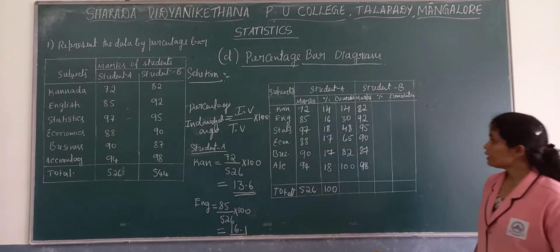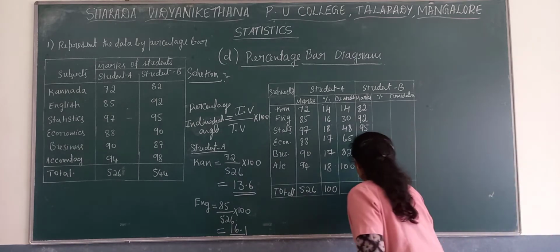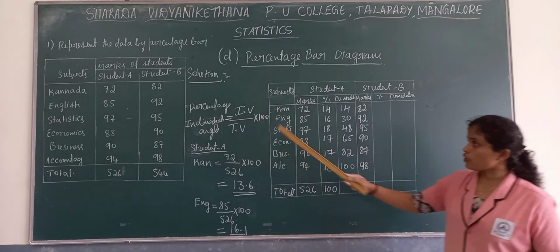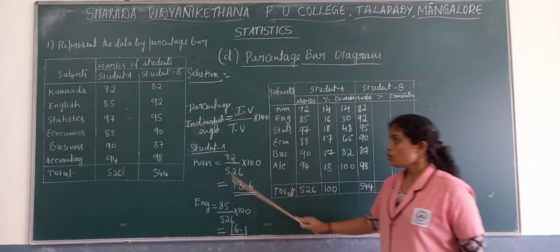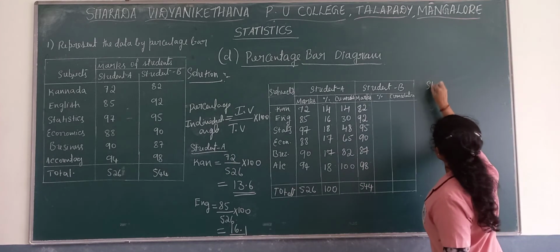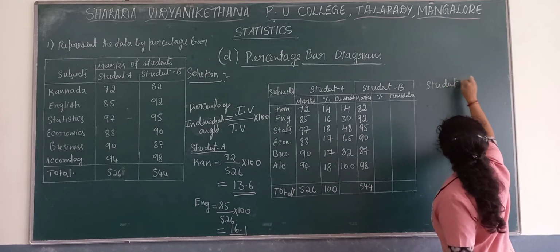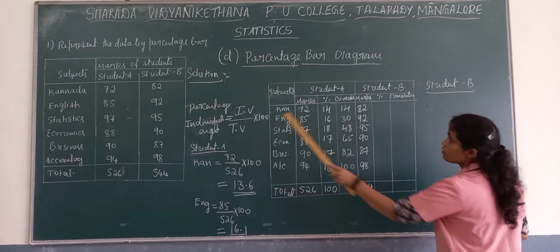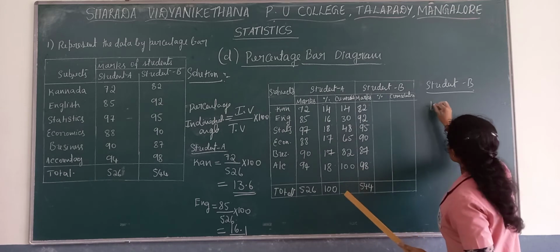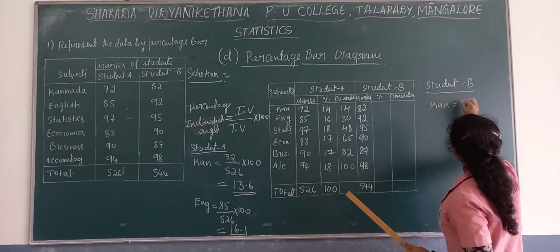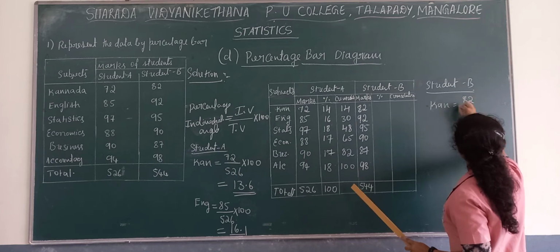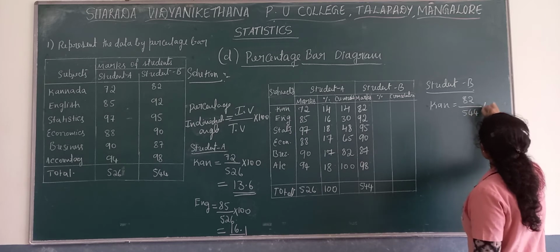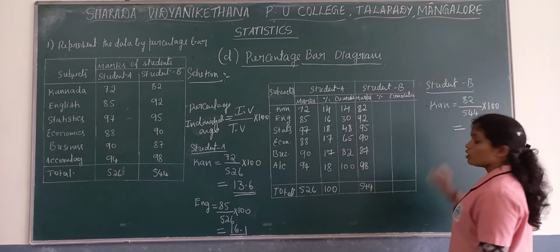Now again the total is 544. What do we need to do? Apply the formula we have written. So once again, for student B, I will show one calculation. The first one, individual value. What is that? Kannada is equal to individual value, that is 82, divided by total value 544, into 100.